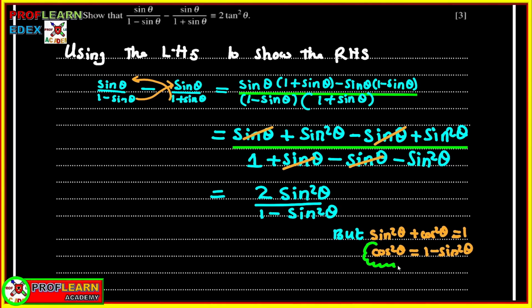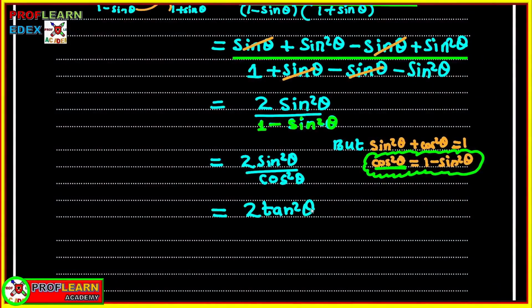So we can replace this part under this area here. So we can have this in terms of cos squared theta, and then you can see now this is going to reduce to 2 tan squared theta, because sine theta over cos theta is tan theta. At the same time, sine squared theta over cos squared theta is going to be equal to tan squared theta. So since we were having that too, that is what is going to reduce to that.